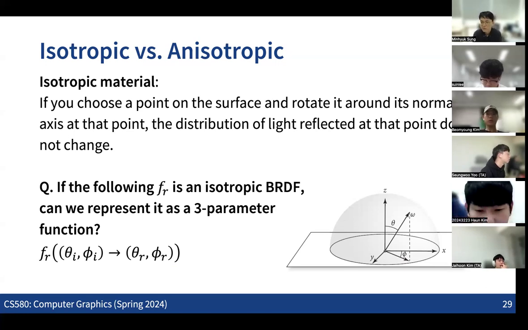So this is the case where we are not rotating the incoming light direction or the viewing direction, but rotating, for example, the surface. Think about having a piece of paper on the table and rotating the paper on the table while having the same light environment and the same viewing direction. And we see the same distribution of the light in those cases.